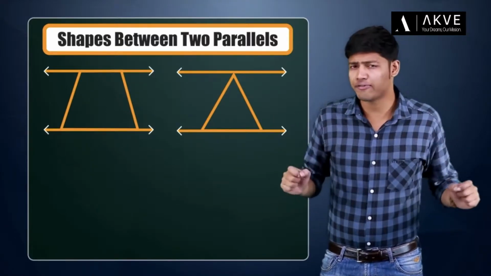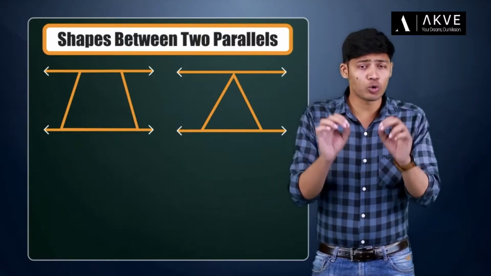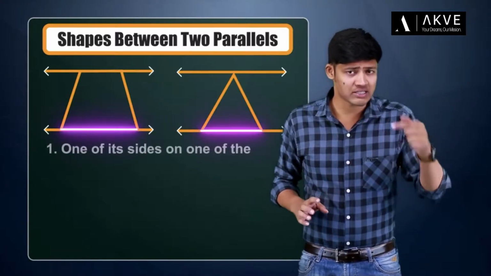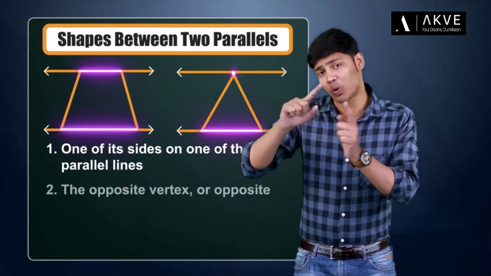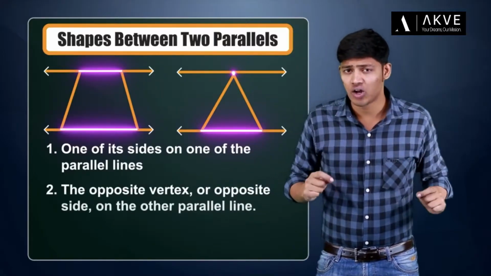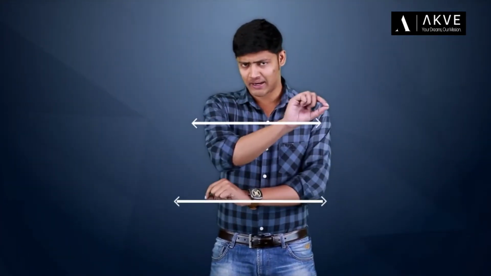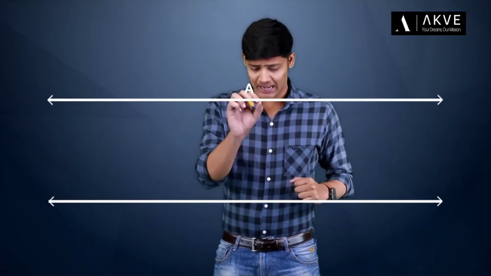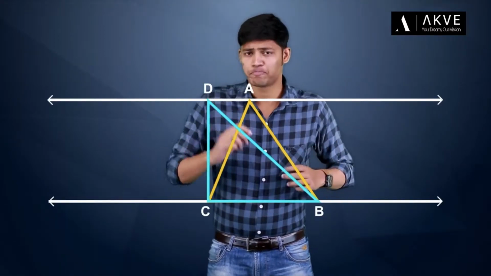So, how do we define this? Well, a shape between two parallel lines is a shape that has one of its sides on one of the parallel lines and the opposite vertex or the opposite side on the other parallel line. Now, let's take two parallel lines and draw two triangles between them. Triangle ABC and triangle DBC.